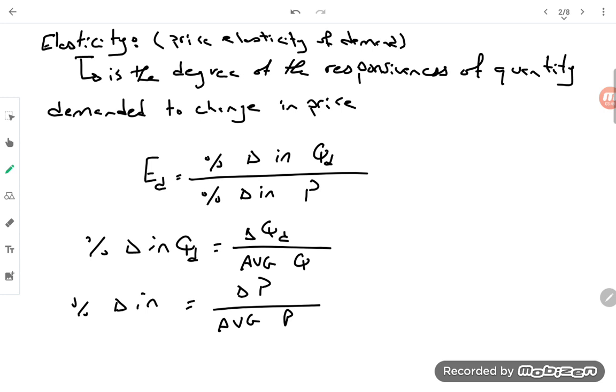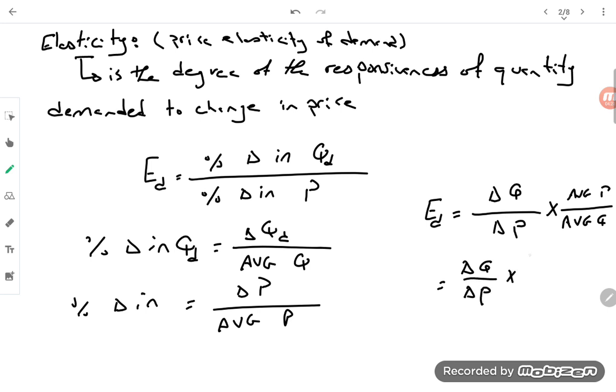So we can write elasticity as a change in quantity over a change in price multiplied by the averages, average price over average quantity. Or a change in quantity over a change in price multiplied by P2 plus P1 over Q2 plus Q1. And this is known as arc elasticity, arc as it is between two different points.